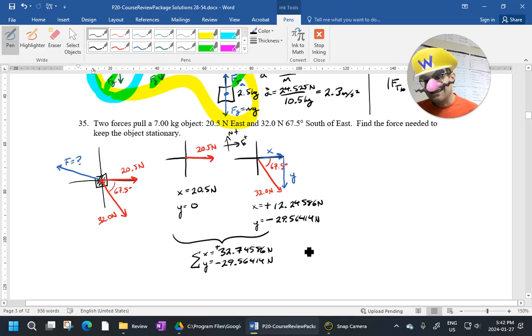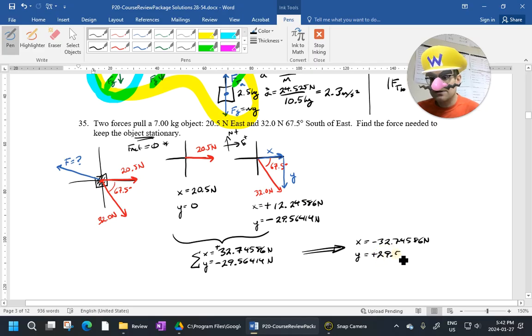So what I need now is to figure out what is my equilibrium. What force is required to balance this out? What's required to make sure this ends up being 0, because stationary means my F net is 0. That's very important here. Everything's got to add up to 0. So if this is positive 32, my other force has to have a negative 32 in it to make sure this adds up to 0. And if this is negative 29, the other one's going to be positive 29 to make sure it adds up to 0.